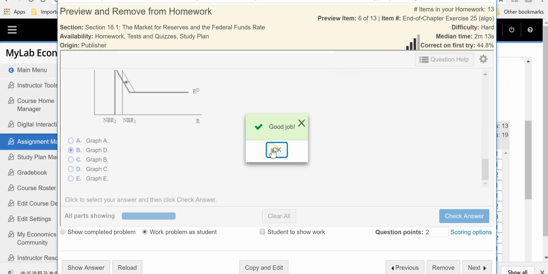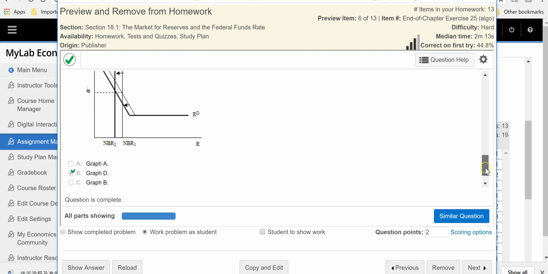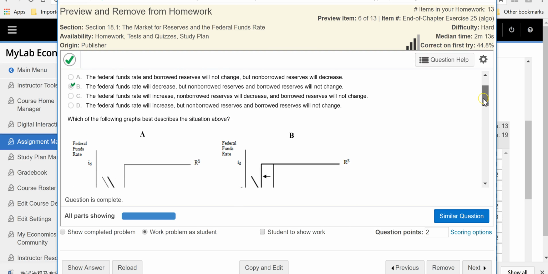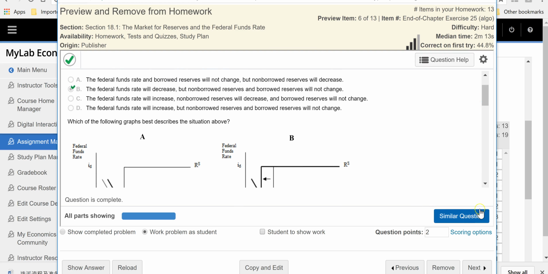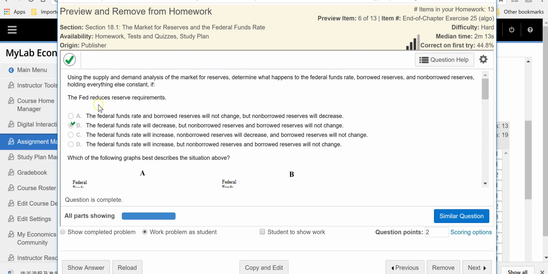Check answer. Good job. So now if I show a similar question, you can see why I said earlier that this part will change. Similar questions. This is also one of the reasons you probably need to practice the same question multiple times, because the setup might change depending on which version of the question it is. And that's the situation here.